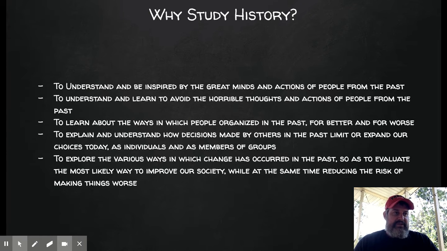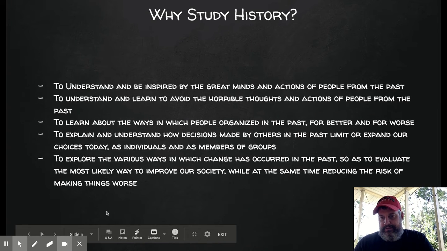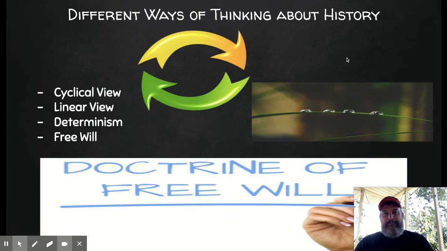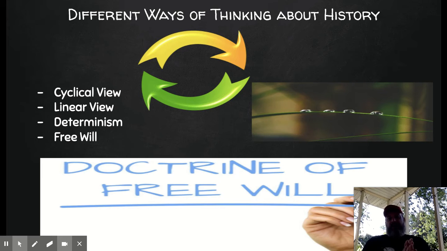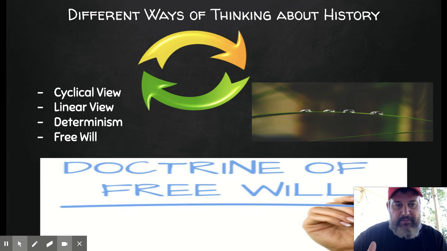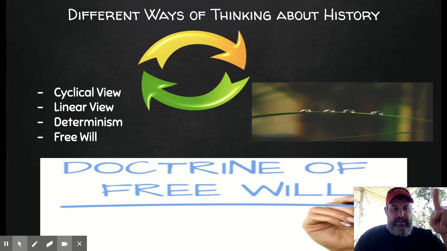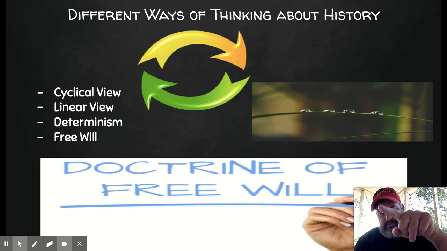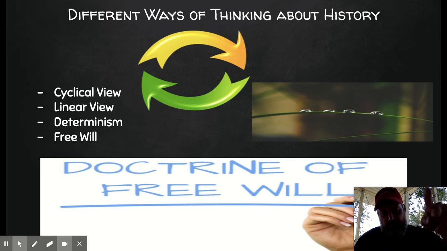So what's next? Different ways to think about history. Okay, there's 4 different ways. Well, there's 2 big ways, and then there's 2 that kind of come off of that. One is a cyclical view of viewing history. In other words, history constantly repeats itself, if that makes sense to you. Hindus, ancient Greeks, and Romans all believe these kinds of things, that history is just a constant cycle going over and over again.